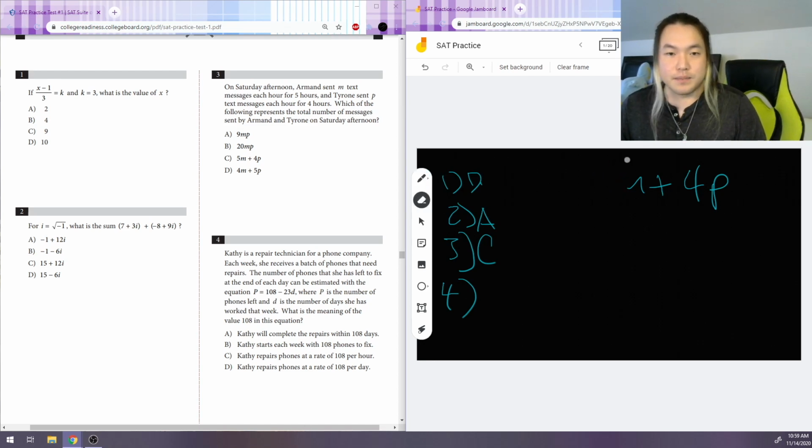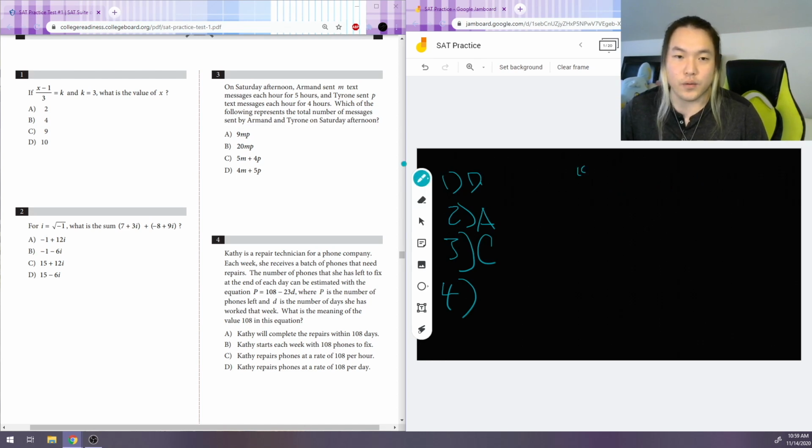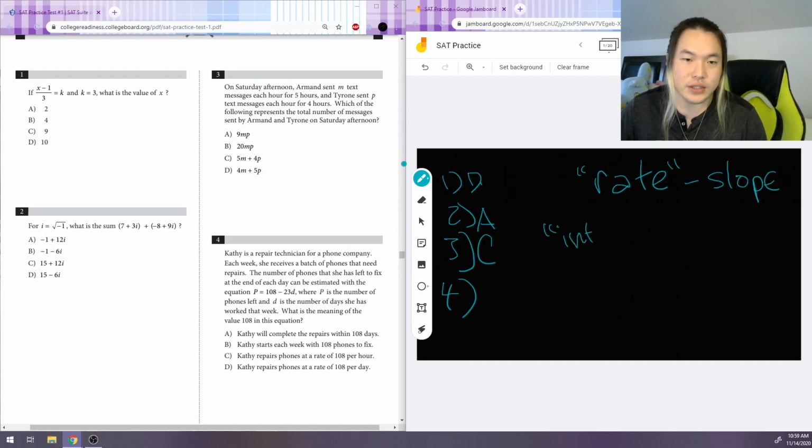I'll actually give you guys a tip. So in the SAT, if you see the word rate, especially in these types of long word problems, rate almost always means slope, and initial cost, or, it's not always cost. Sometimes, in this case, it's phones, whatever, boats, land. It's usually money though. This time it's phones. This is the y-intercept.